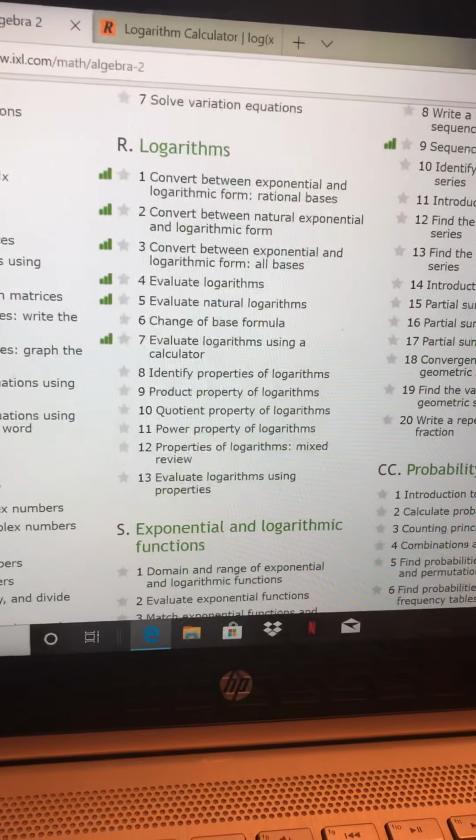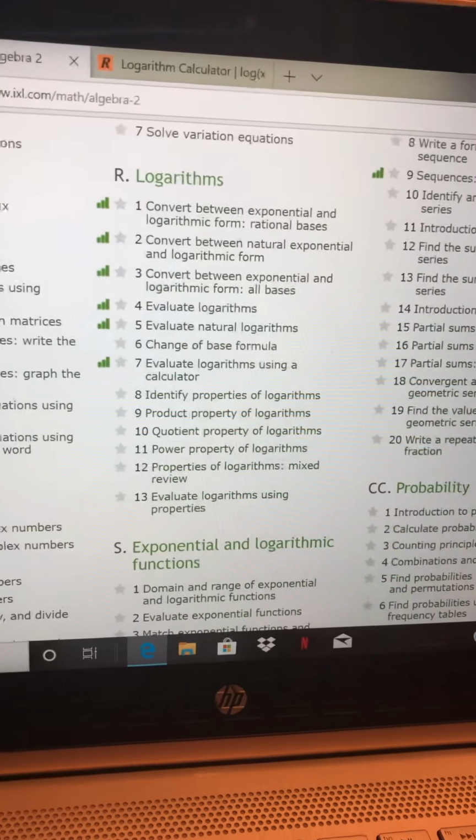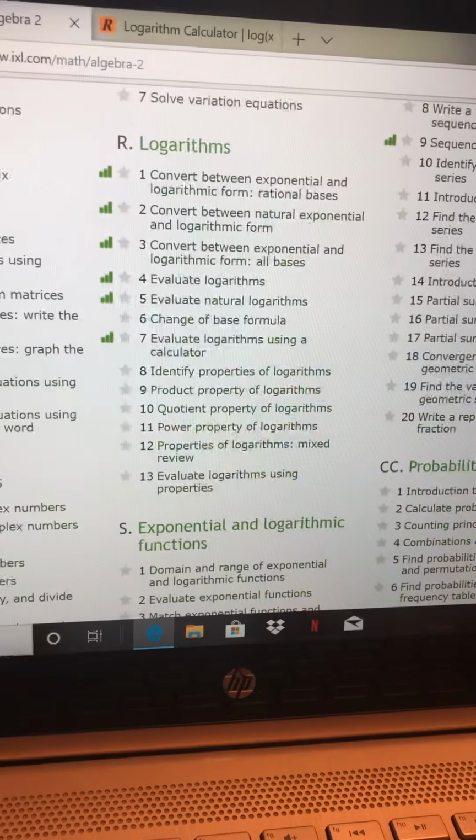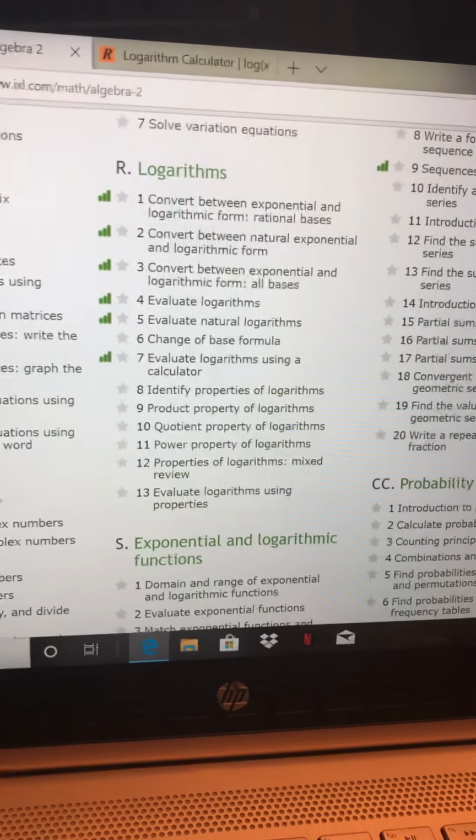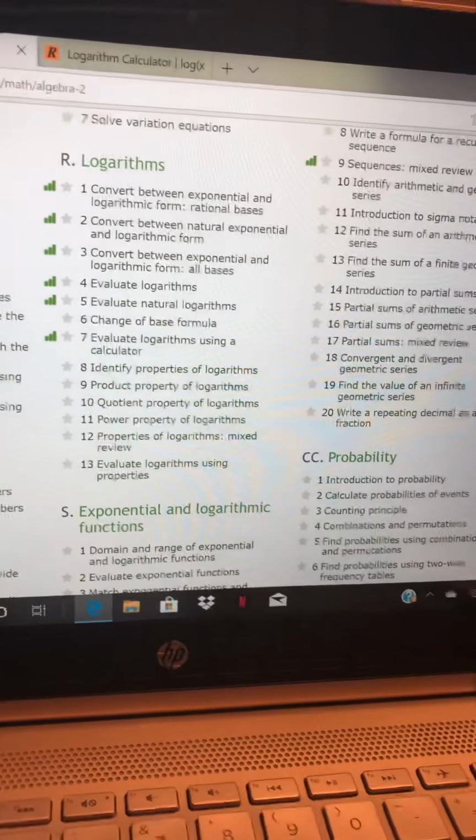The sections about logarithms, R1 through 5, are, I think, a lot easier than the section about functions. So this section is for week 2, and I'm going to just talk real quick about logarithms. We did a little bit of this with ACT.